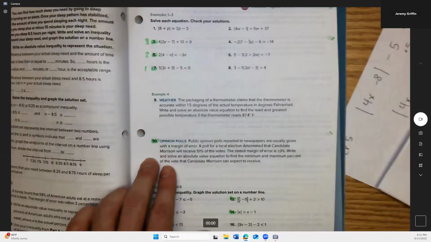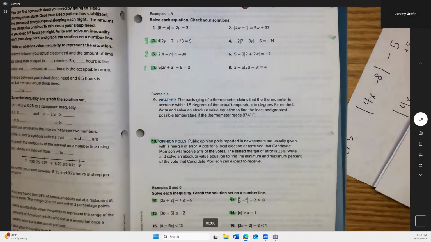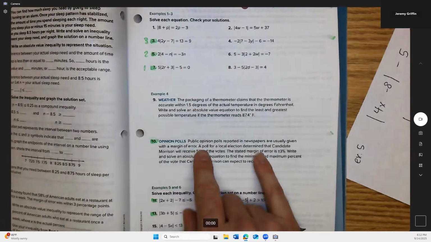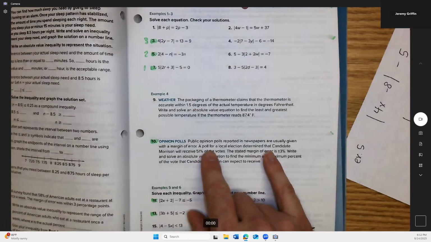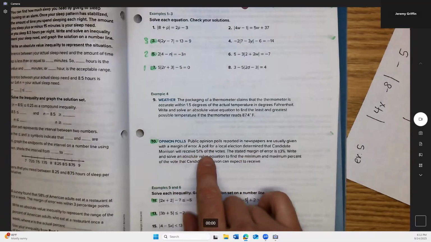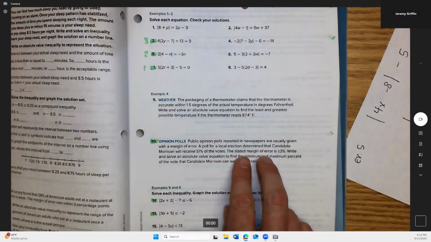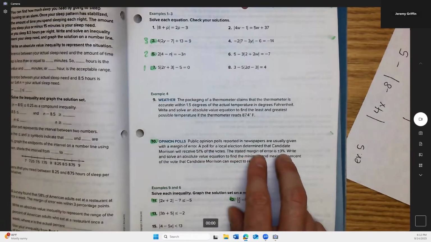Okay, number 10, opinion poll. Public opinion polls reported in a newspaper are usually given with a margin of error. So a poll for, say, a local election determined candidate Morrison would receive 51% of the votes. Ooh, tight race, 51%. Because there's a margin of error, plus or minus 3%. Maybe they can only poll a few hundred people, right?